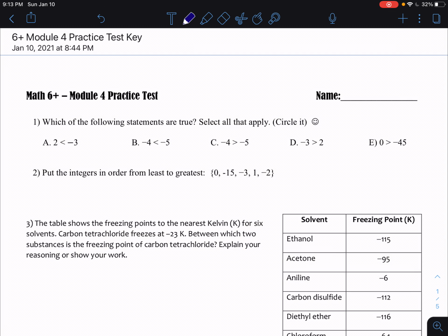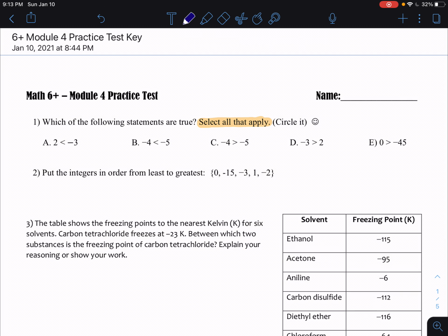Number 1 says, which of the following statements are true? Select all that apply. This means that there might be more than one statement that you can circle. So when it says select all that apply, make sure that you are really paying attention to what the statements say, because there's probably going to be more than one answer.